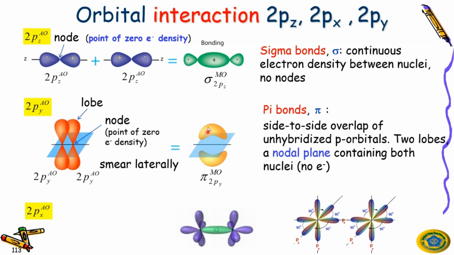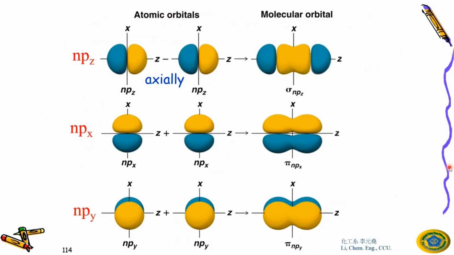Okay, this is lobe, two lobes. So the same case for the x-axis, right? You can see the same, you can get the same result as the py orbitals. So this is how it looks like. For the pz, this is axially smear. For the px and py, this is laterally smear. Axial smear means it's a sigma bond; laterally smear is a pi bond. So you have two pi bonds, one sigma bond.